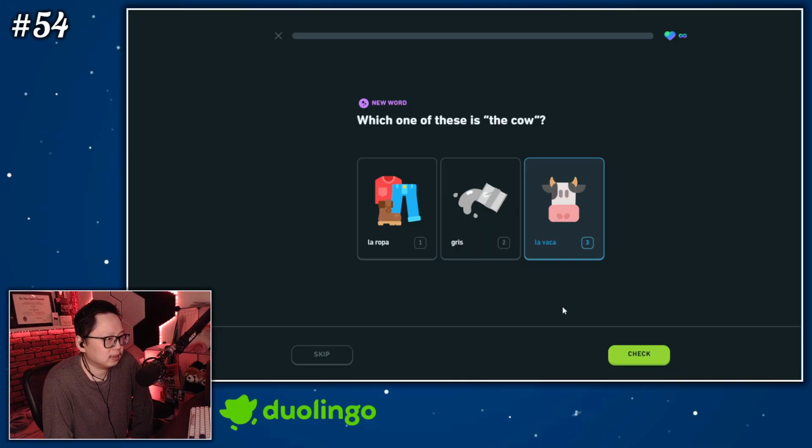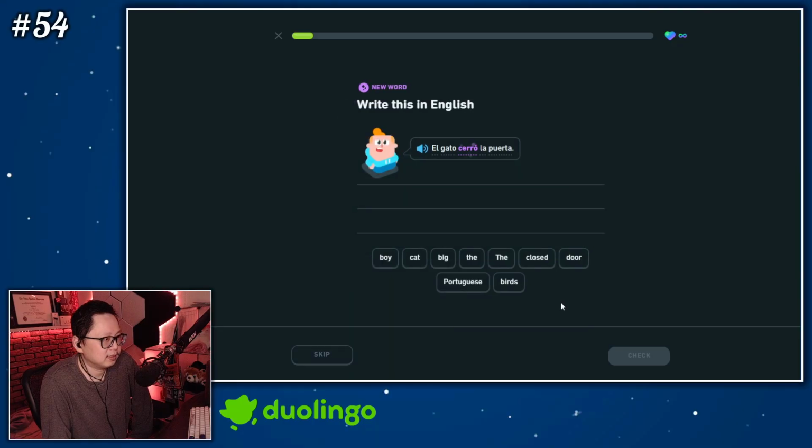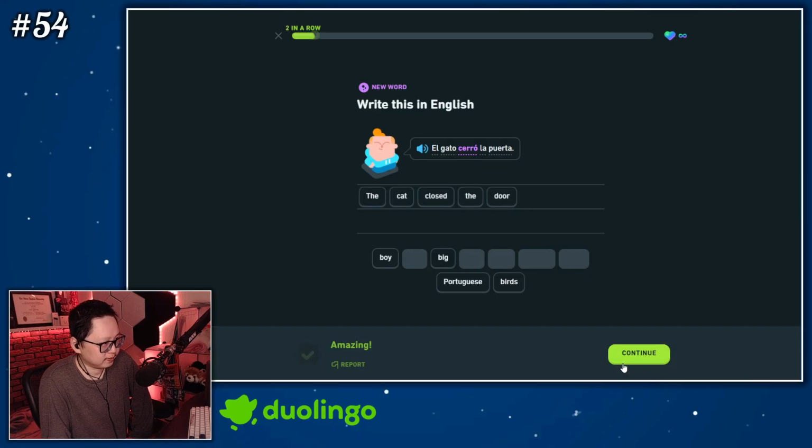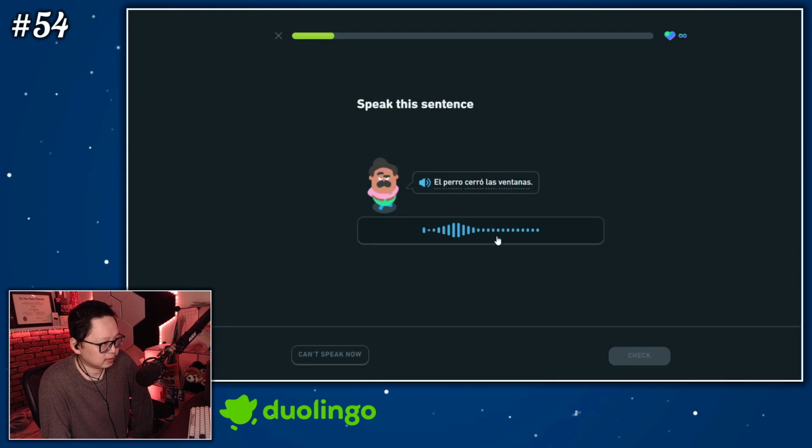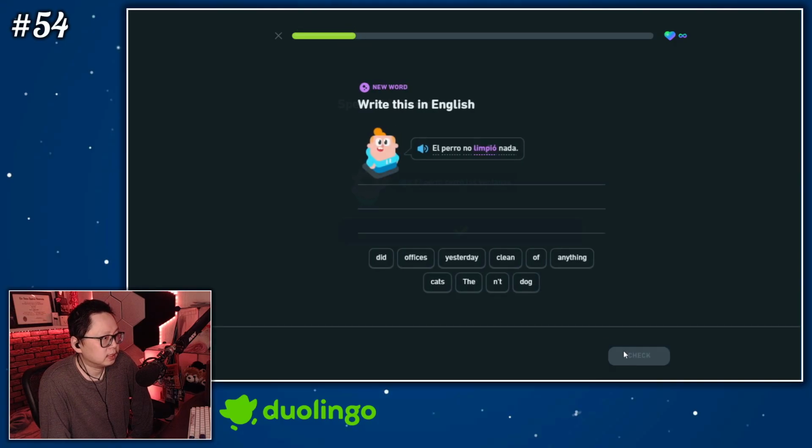La vaca. I don't think I've ever said cow back then. El gato cerró la puerta. What the heck? Okay, fine. Cerró. El perro cerró las ventanas. El perro no limpió nada. Okay. Limpiar. Y limpió. Okay.